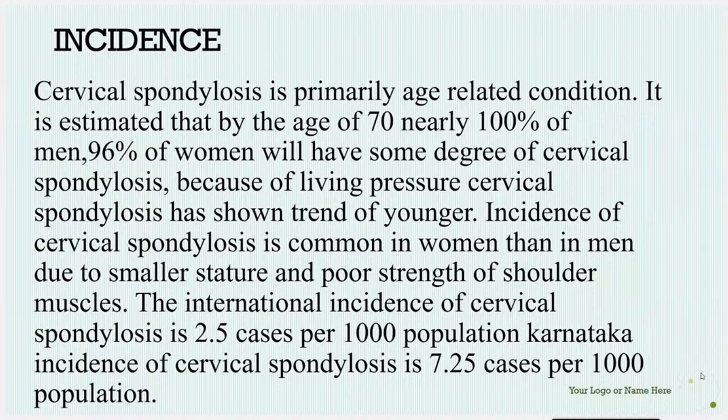And in women, 96% are affected with cervical spondylosis. Because of living pressure, cervical spondylosis has shown a trend of affecting the younger. Incidence is more common in women than in men due to female reproductive hormones, progesterone and estrogen. After the menopausal period, the bone density changes in women. That's why women are more prone to cervical spondylosis after menopause, at about 45 years of age. The international incidence is 2.5 cases per 1,000 patients, and a study in Karnataka shows an incidence of 7.25 cases per 100 population.